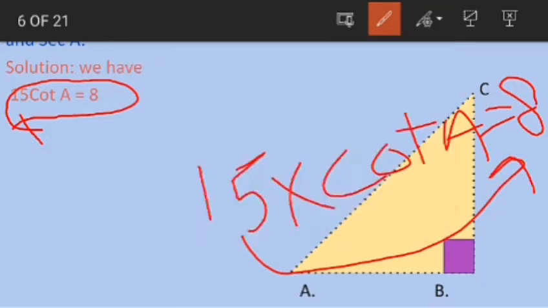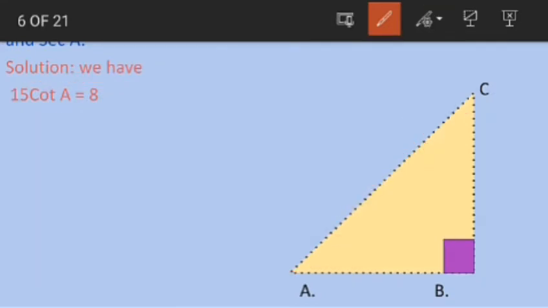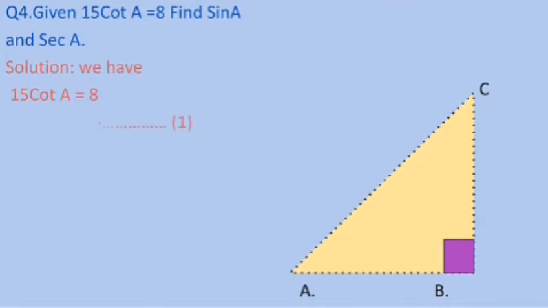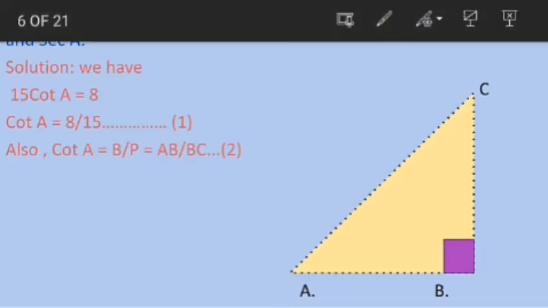So when we transpose the 15 to the right hand side, it is going to be cot A equals 8 by 15. Okay class, and let the equation be 1. Now we know that cot A equals base upon perpendicular, and if we talk about angle A, the perpendicular is going to be BC, because it is the only side opposite to the given angle, and the adjacent side is going to be AB.